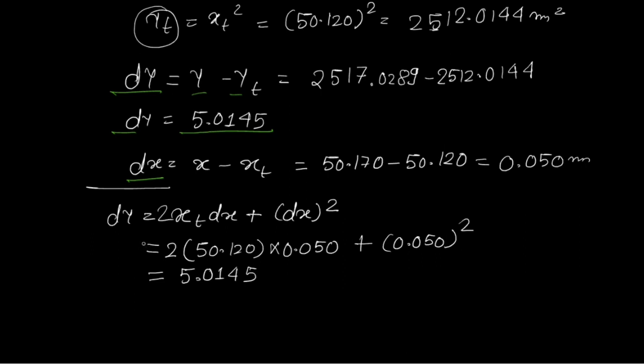Now we will apply the formula, the function that we derived. That was dy equals 2xt dx plus dx square. So xt is the corrected, true value of x, that is 50.120, that we also used here, and dx is the error that we can calculate by this. We know the measured value and we also know the corrected value, so we know dx plus dx square. When you solve it, the directly computed value and the value through this function, the propagated error in y, is the same.